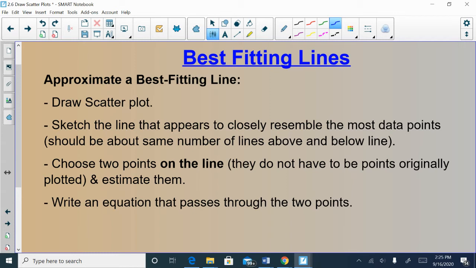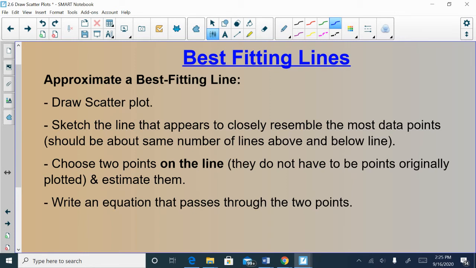It is very easy to use your calculator, and on your quiz, there is an expectation that you are able to use your calculator. But if you were to go by hand and approximate it, it is a lot of work, but it is doable. First step, if you're going by hand, is to draw the scatter plot. Step 2 would be to sketch a line that appears to closely resemble the most data points. This is your line of best fit. Okay, step 2 says draw the line of best fit, essentially.